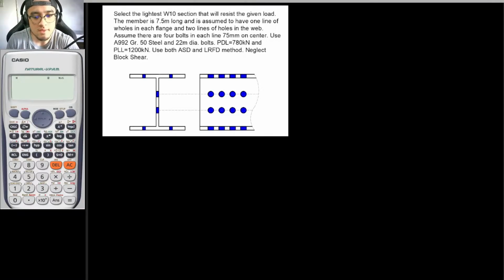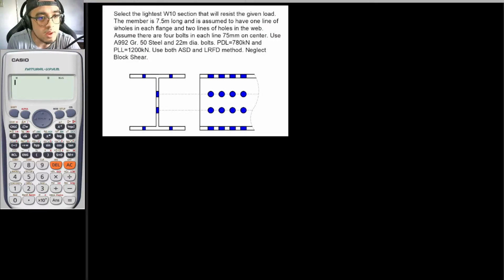Okay, so let's have this example right here. In this example, we would be selecting the lightest W10 section that will resist the given load. Of course, we have loads here. The member is 7.5 meters long and is assumed to have one line of holes.